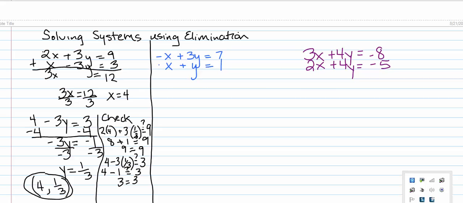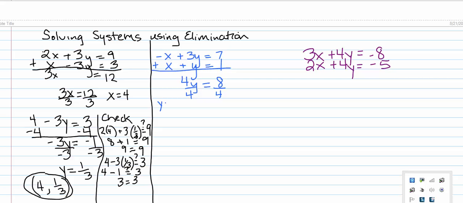And I do that just going up and down. Negative 1x plus x is 0, and the x's disappear for the time being. 3y plus 1y is 4y. And I have to remember to add these over here as well, the constants. 7 plus 1 is 8. So now I have an equation that only has a y in it. I can solve for y if I divide both sides by 4. And I find out that y is equal to 2.